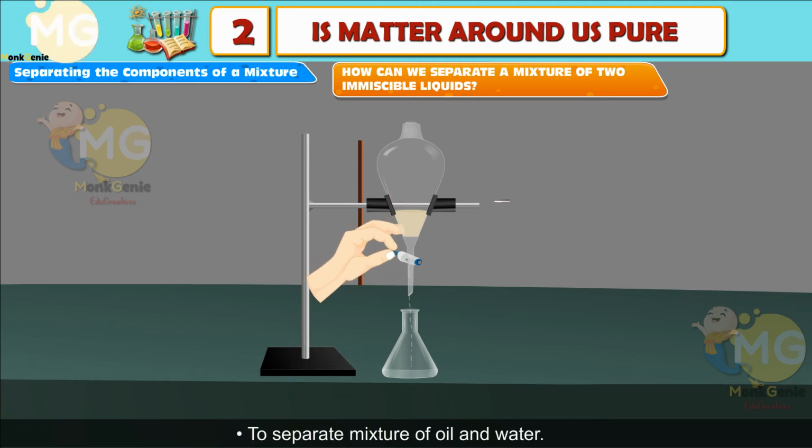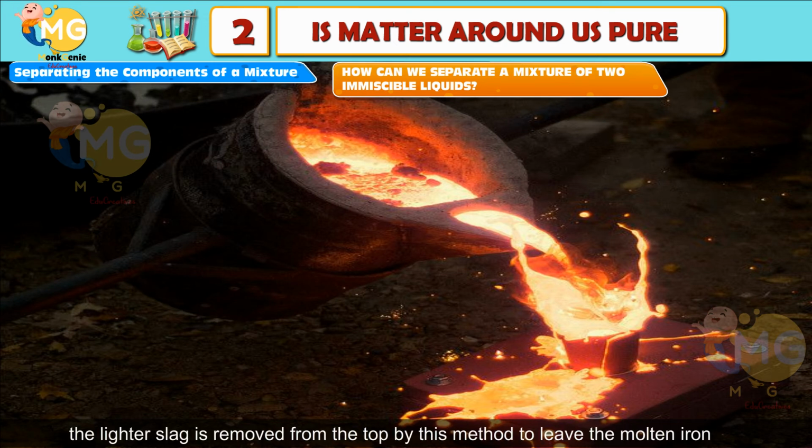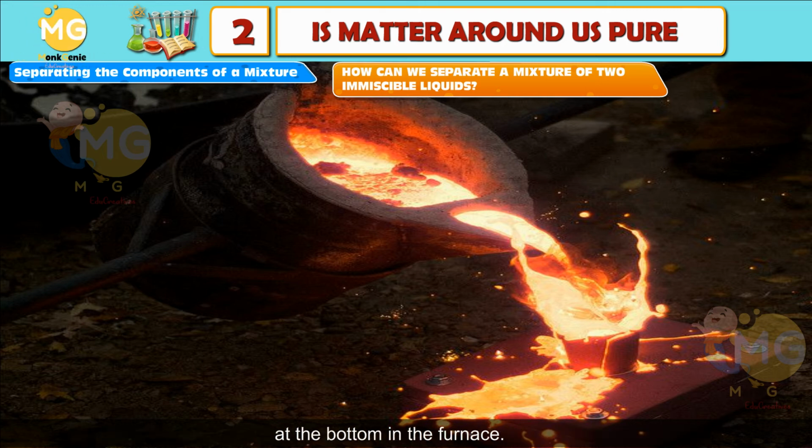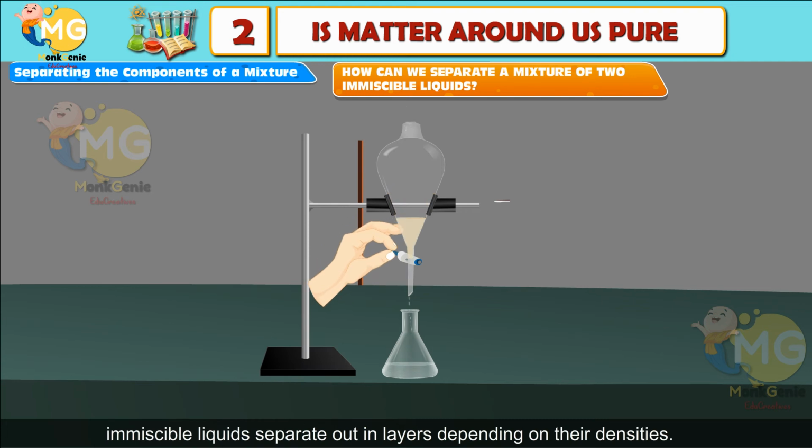Applications: to separate a mixture of oil and water. In the extraction of iron from its ore, the lighter slag is removed from the top by this method to leave the molten iron at the bottom in the furnace. The principle is that immiscible liquids separate out in layers depending on their densities.